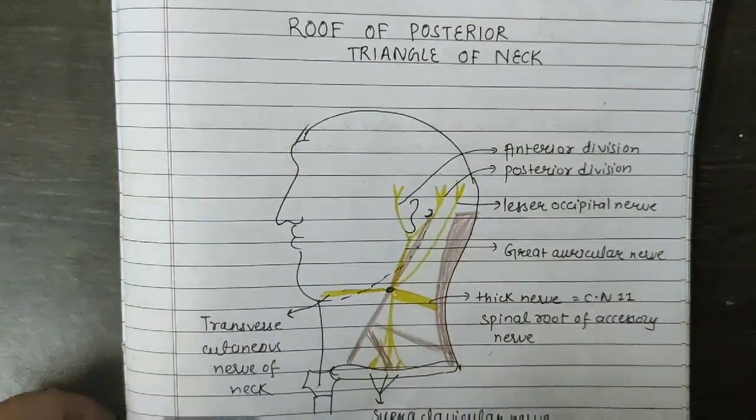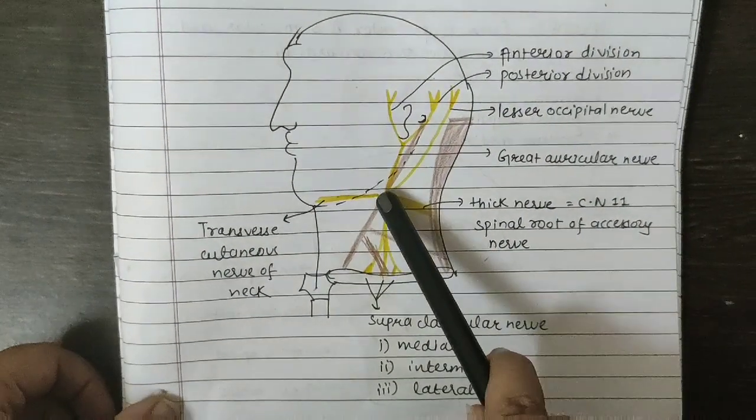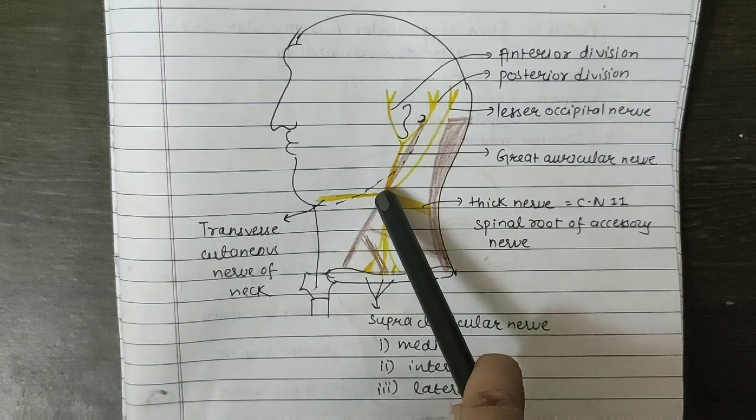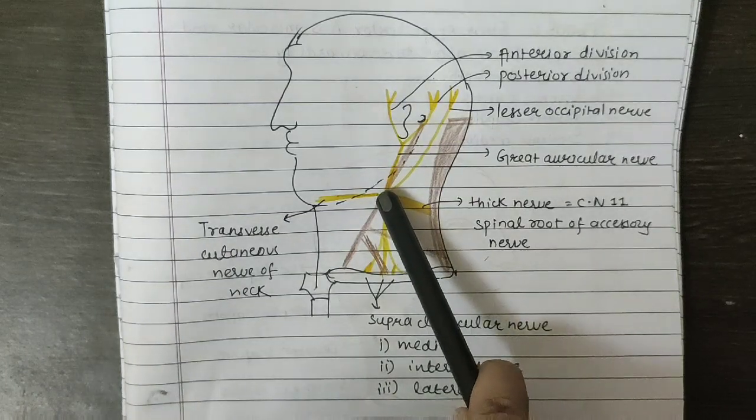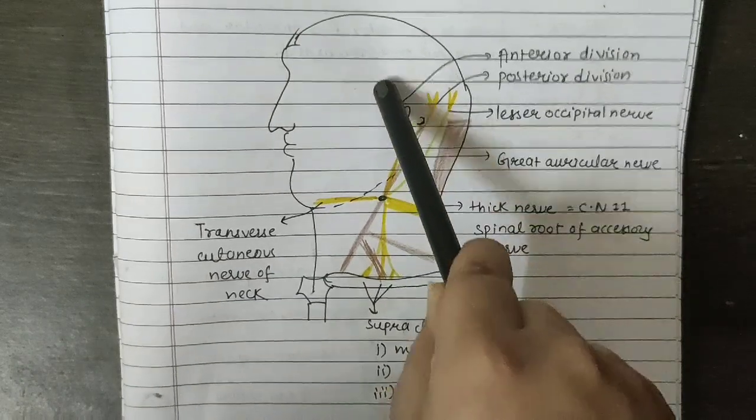इसका डायग्रामेटिक रिप्रेजेंटेशन बताती हूँ. रूफ ऑफ पोस्टीरियर ट्रायंगल ऑफ नेक. ठीक है, तो यह है मिडल पॉइंट ऑफ द स्टर्नोक्लीडोमास्टॉइड मसल. वहाँ से हमारे नर्व्स निकलती हैं. एक तो ये नर्व निकल रही है जो दो में डिवाइड हो रही है.